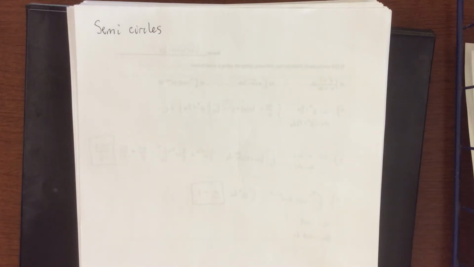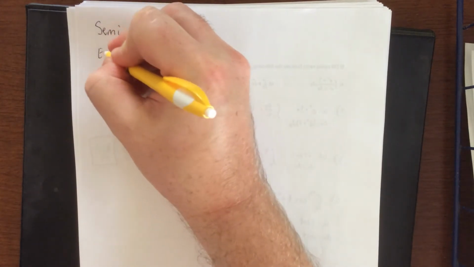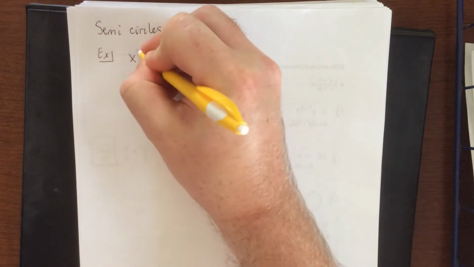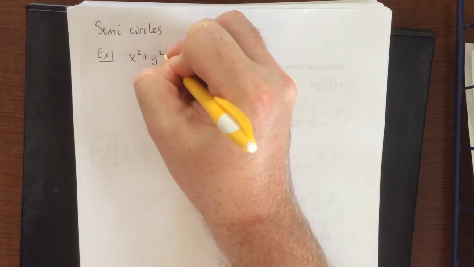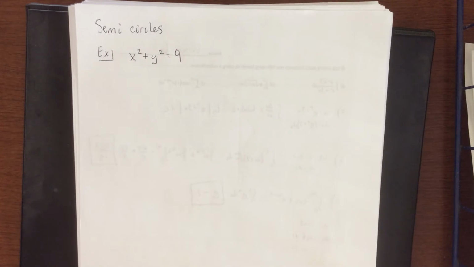The subject for this video is going to be semicircles. A semicircle is what you get when you take exactly half of a circle, the prefix semi meaning half. So I'd like to consider the following example of a circle. We're going to try to go nice and basic with it. This is x squared plus y squared is equal to 9.